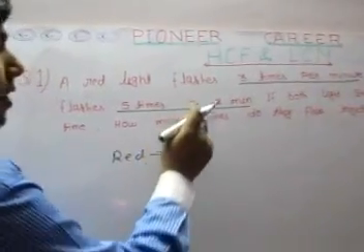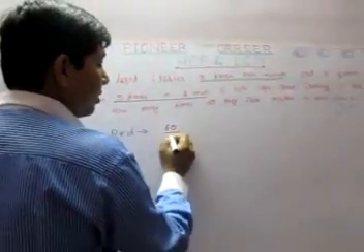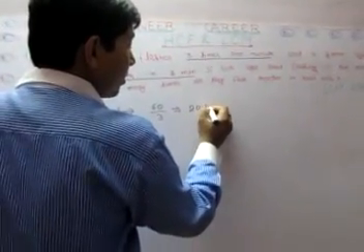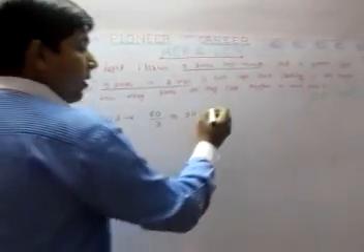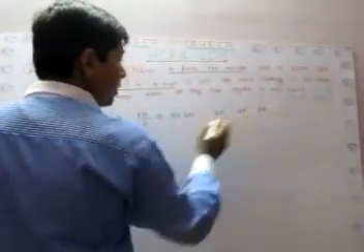So first of all, red light. It flashes 3 times in one minute. That means in 60 seconds it flashes 3 times, so it flashes after every 20 seconds. That means it will flash first at 20 seconds, then 40, then 60, and so on. That means multiples of 20.